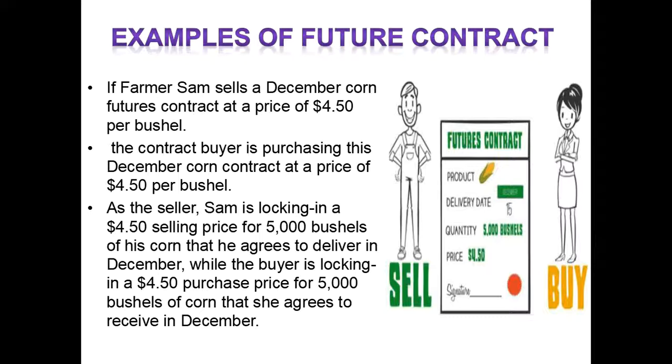If Farmer Sam sells a December corn futures contract at a price of $4.50 per bushel, the contract buyer is purchasing this December corn contract at a price of $4.50 per bushel. As the seller, Sam is locking in a $4.50 selling price for 5,000 bushels of his corn that he agrees to deliver in December, while the buyer is locking in a $4.50 purchase price for 5,000 bushels of corn that she agrees to receive in December.